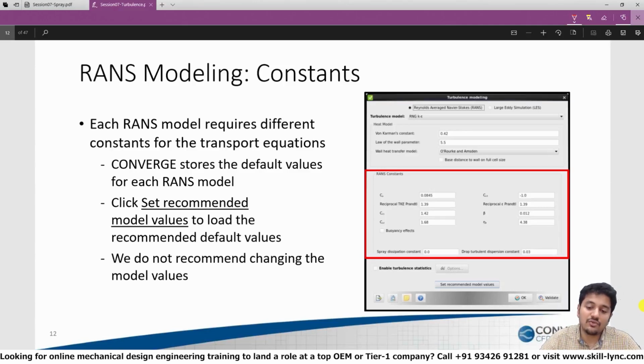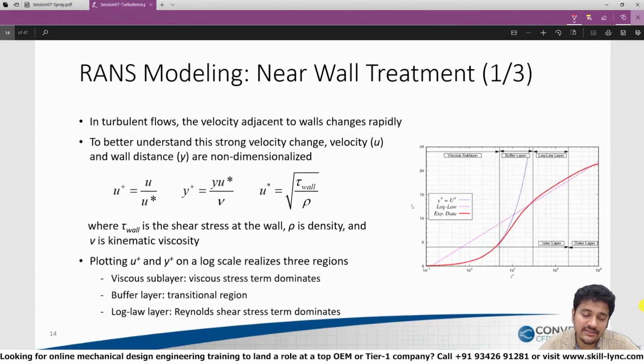Now one of the things that you should not do is change these constants because, like I said, these constants have been carefully calibrated. And if you want to change them, you have to change them based upon, say, some kind of a reference paper where they have basically chosen a set of constants for a particular application after thorough analysis. Now one of the things that's interesting about RANS modeling is the near wall treatment.